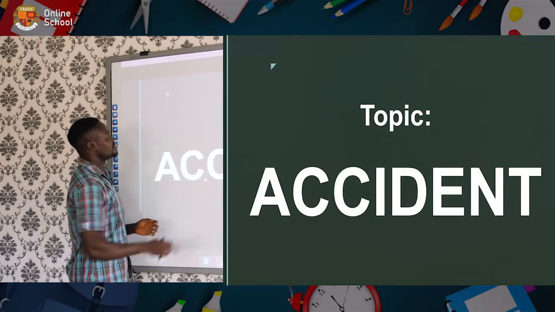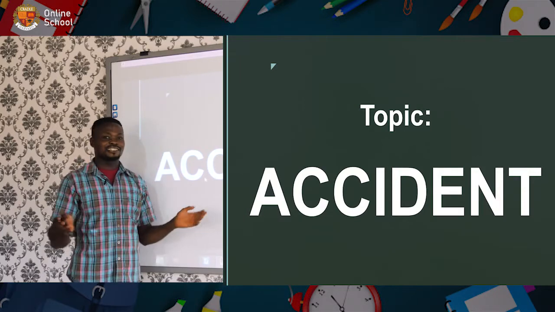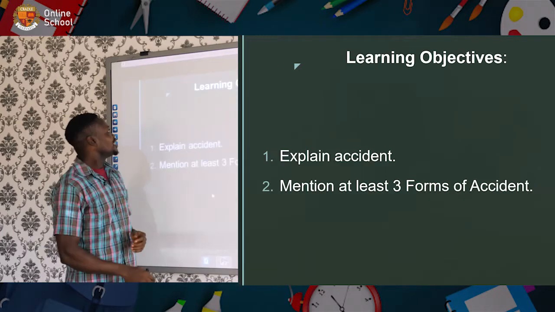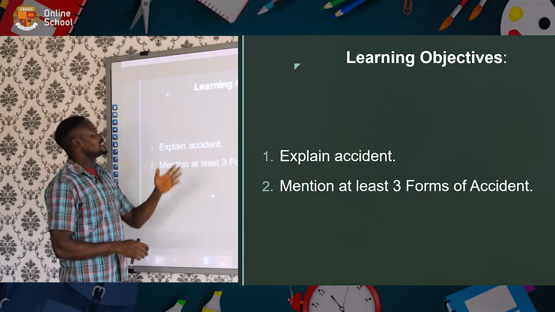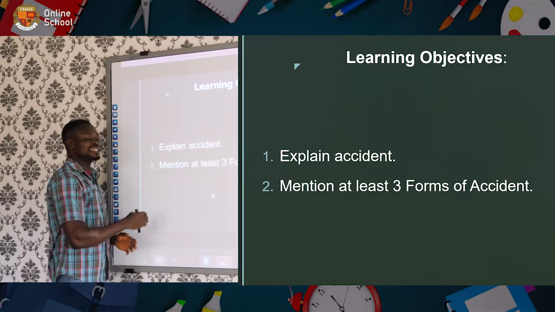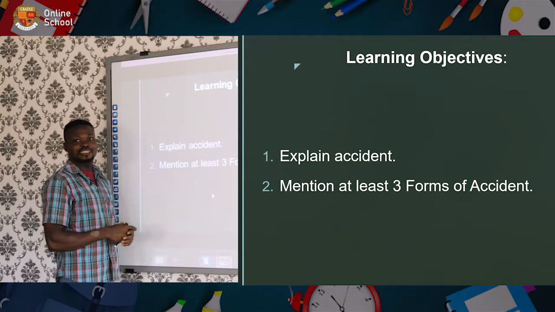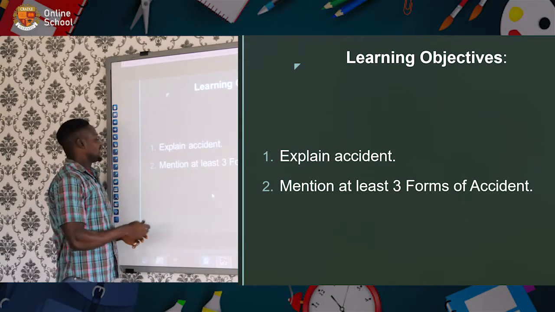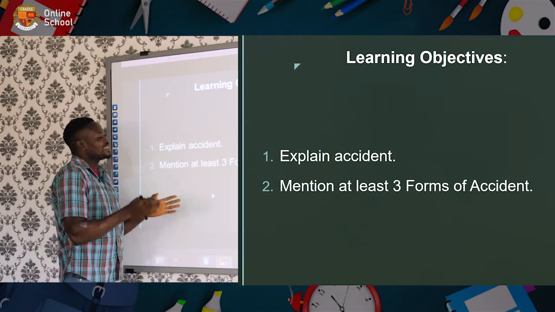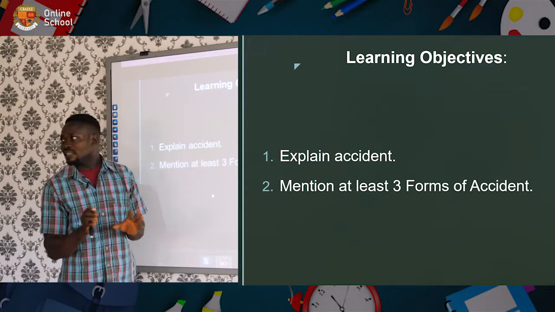Today we are going to look at the subject social studies, and the class is grade 4. The topic is accidents. Learning objectives: by the end of this class, you should be able to explain accidents in your own time, and mention at least 3 forms of accidents.